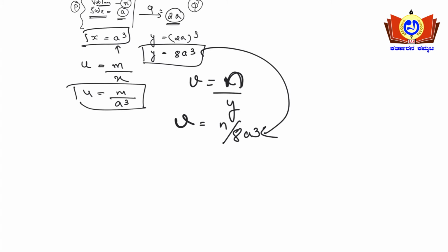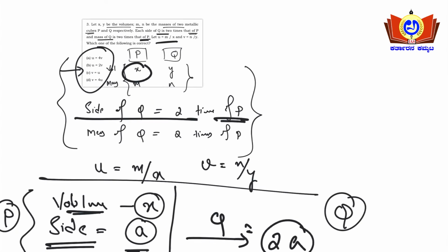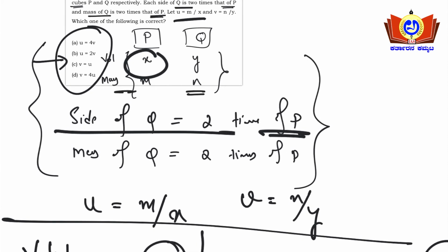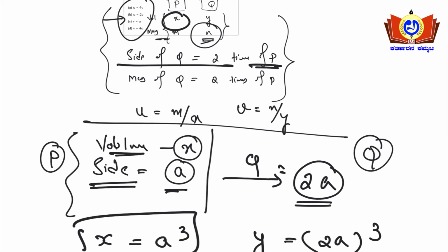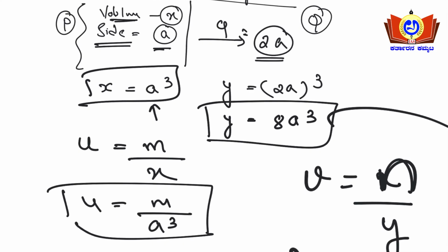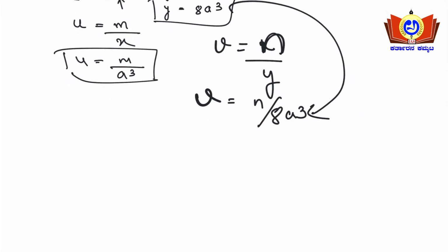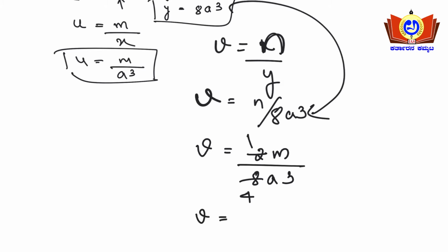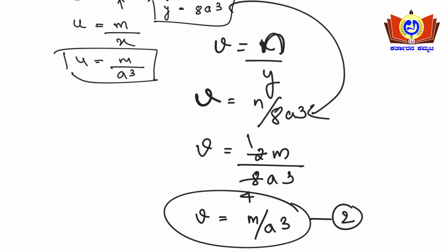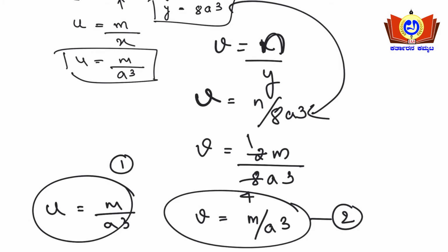What is N, my dear friends? The mass of Q will be N. So the mass of Q is nothing but 2 times the mass of P, that is 2M. So this can be written as v equal to 2 into M divided by 8a cube. So 2 one times and 2 four times, so v is equal to M by 4a cube. This is the second equation we got here. So u is equal to M by a cube is the first equation, and this is the second equation, my dear friends.